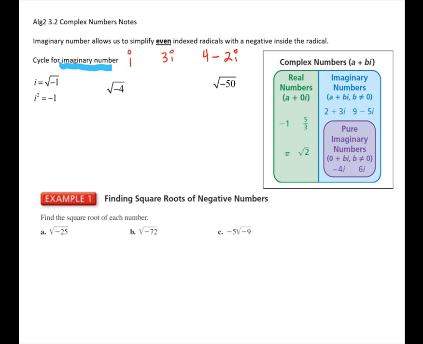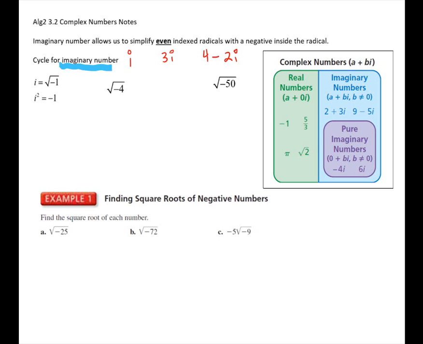It's considered complex because 4 is a real number, and the part with the i is considered imaginary. So you've got a real part and an imaginary part, so that's what makes it complex. Just remember that anytime you see some sort of value with an i in it, that is a complex number.